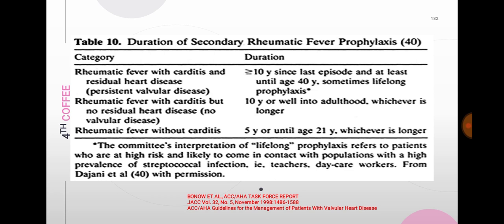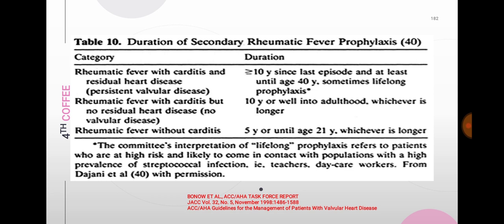Okay? If you have carditis but without a residual valvular disease, so 10 years or well into adulthood. But if you have no carditis, the patient can be injected up to 5 years or until 21 years old. Still very long. But still very draining and still very emotionally challenging for our patients. Okay?